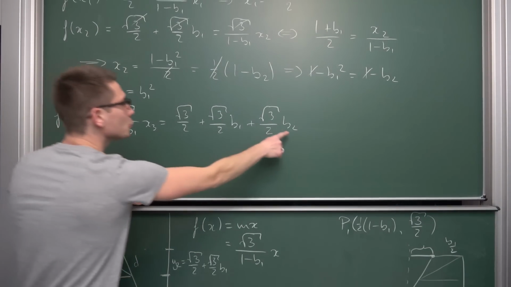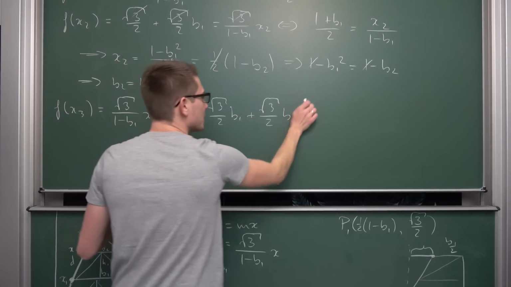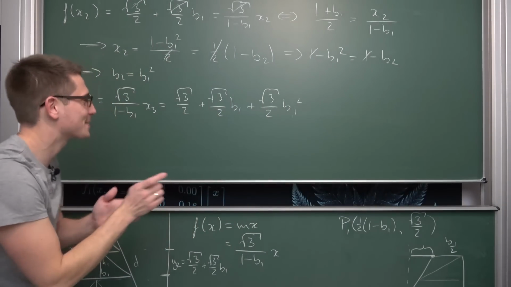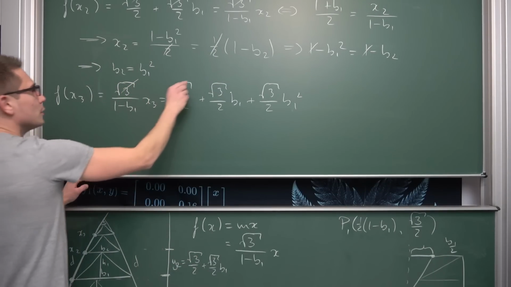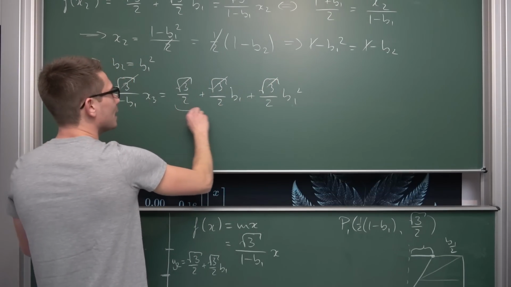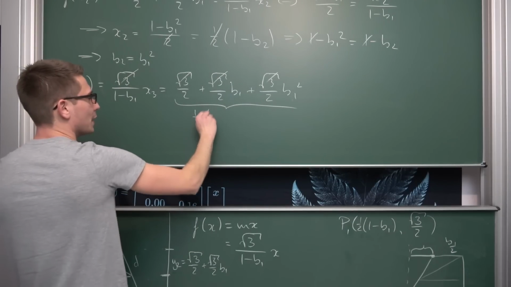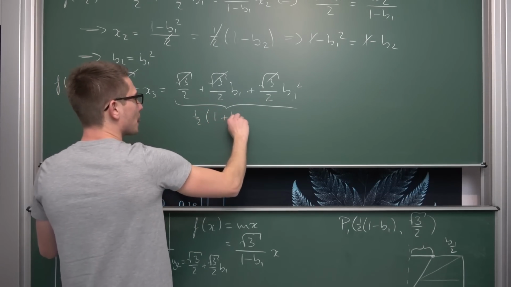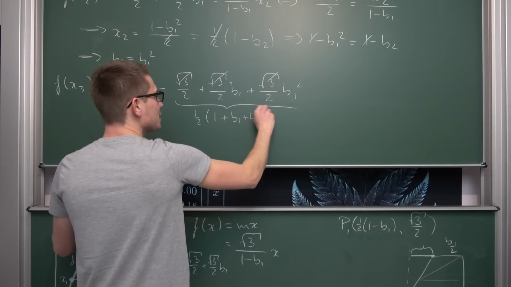But the thing is, b2 is nothing but b1 squared. So let's substitute this in. This is really good. I love this part. Square root of 3 is going to cancel out. What we are having here is nothing but, okay, factoring out the 1/2, 1/2 times 1 plus b1 squared.